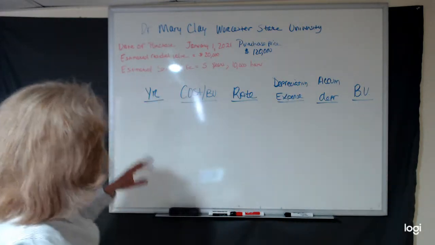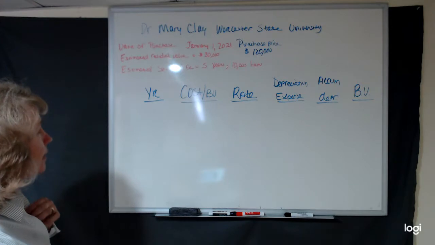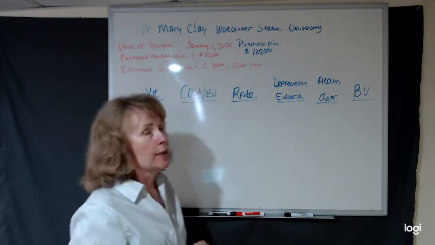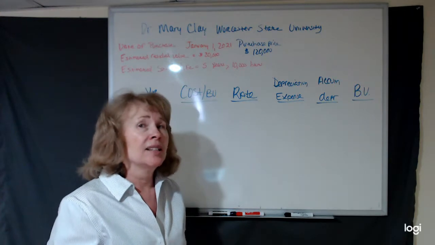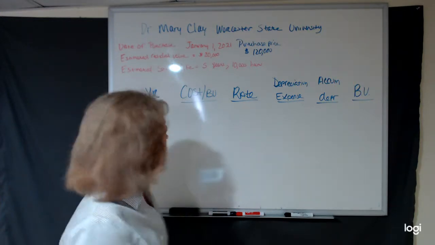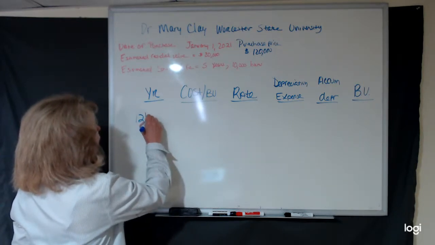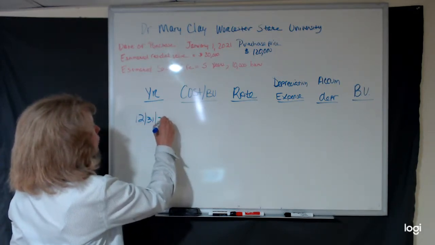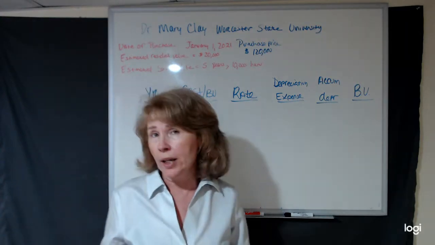Okay, so using this example, we purchased this asset on January 1st, 2021, which means we will not depreciate it until the end of that year. So our first date is 12/31/2021. Our cost is what it cost us.